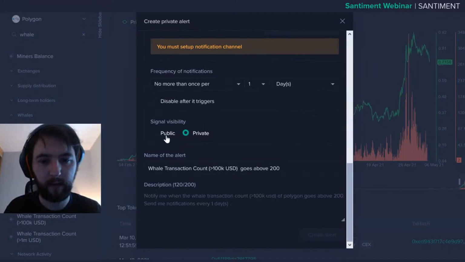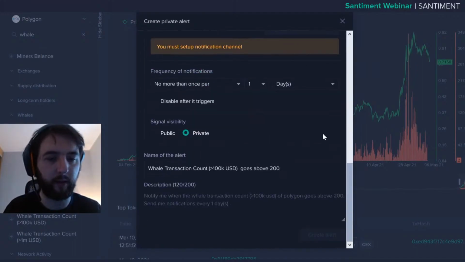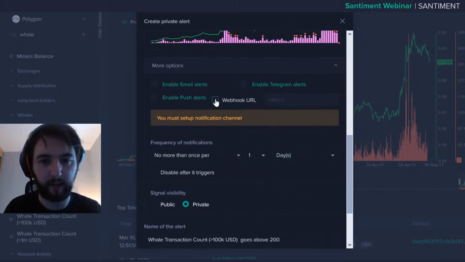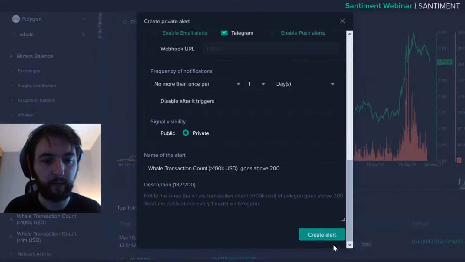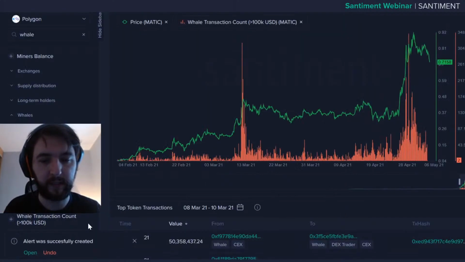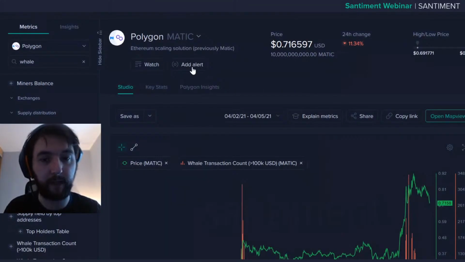And then finally, I set up an alert. I'm on a different account, that's why my alerts haven't been set up. I usually use Telegram alerts. So, you enable them here, connect them, Telegram notifications, and create an alert. And just like that, your alert was successfully created. And then you can do the same thing for supply distribution.